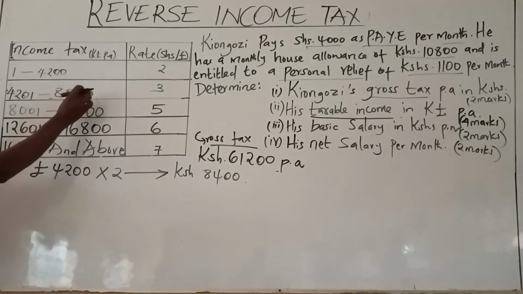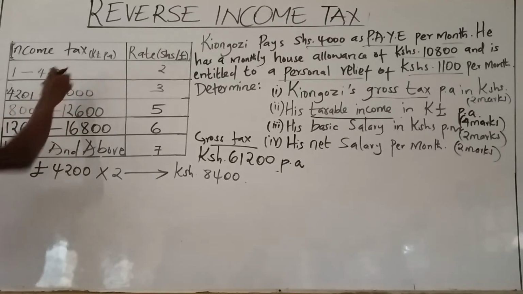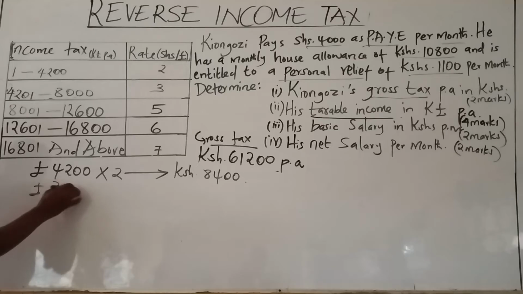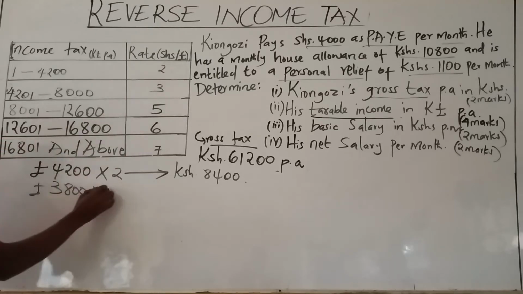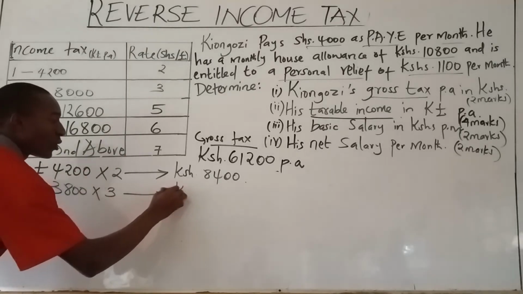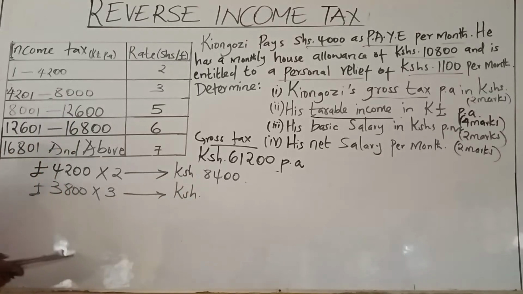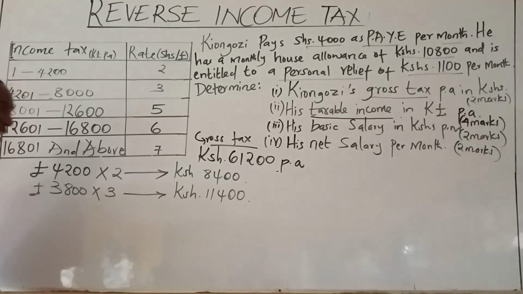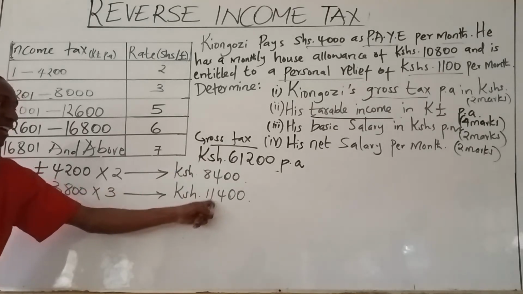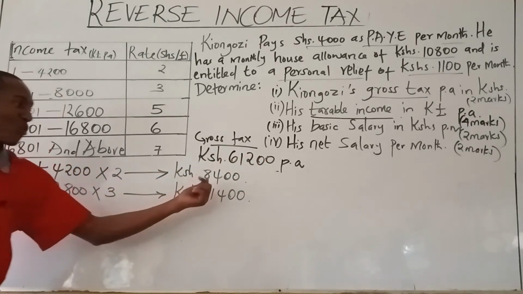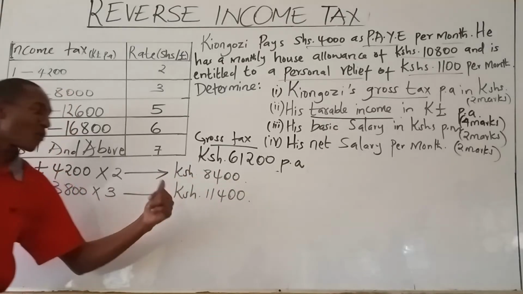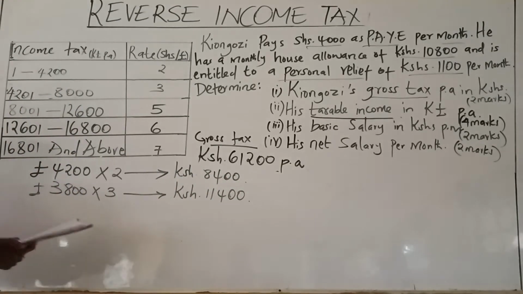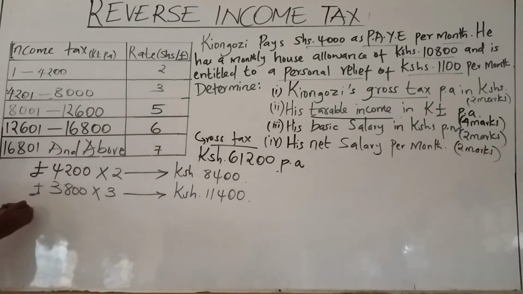Next slab, you say 8,000 minus 4,200, which is 800 times 3, which also gives us 11,400 shillings. We are still looking at the gross tax. Remember, we have 61,200, we have already gotten 8,400, we also have 11,400. We are still moving. We go to the next slab.